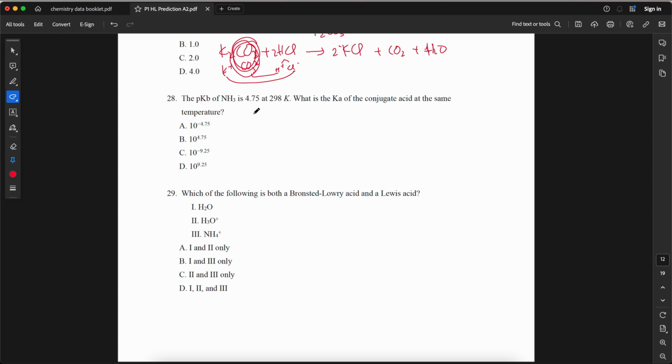What is the Ka? So pKa plus pKb is 14, right? So pKa would be 14 minus 4.75, which is 9.25. So Ka would be 10 to the power of negative pKa, which is 10 to the power of negative 9.25.